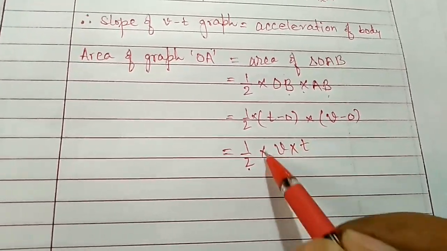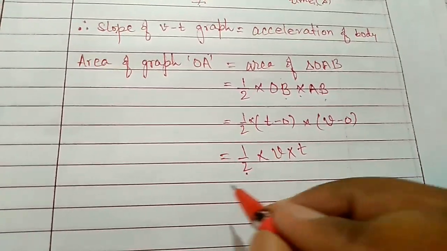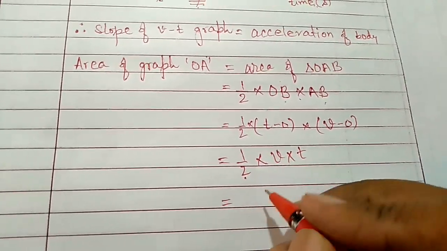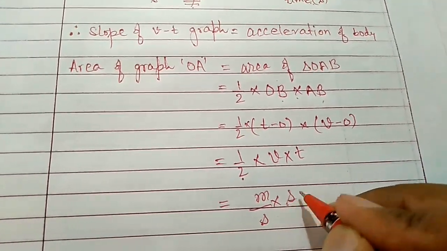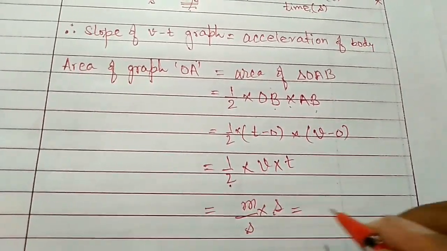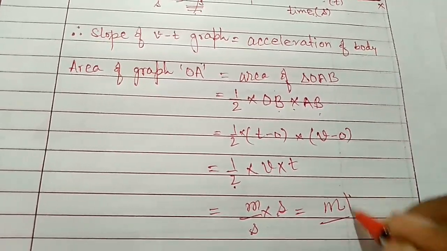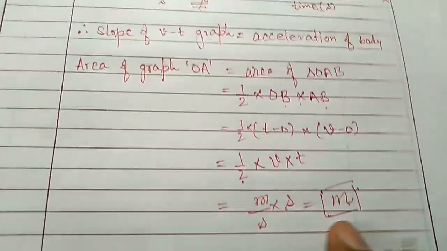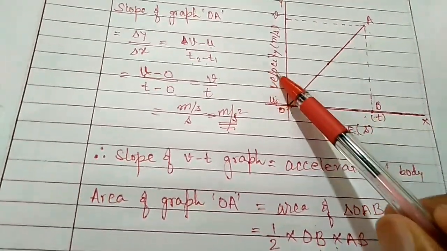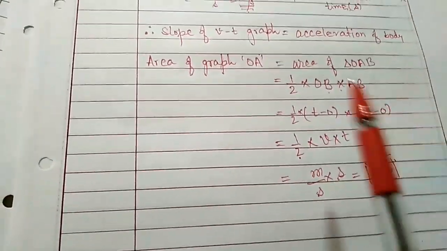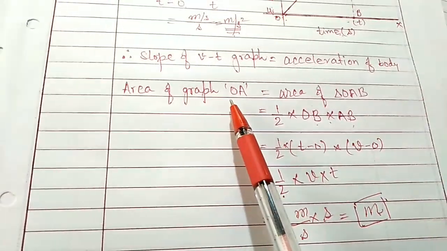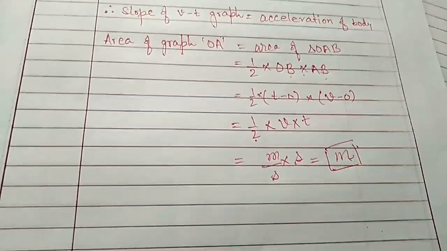We have to find which physical quantity it is. So let's put the units. Half has no unit, velocity has a unit of meter per second, into time has a unit of second. So second will be cancelled. What is remaining now? Meter only. So which physical quantity has meter unit according to this velocity time graph? Since this is a velocity, so this meter will be displacement of the body. So actually, on calculating the area of velocity time graph, you are going to calculate the displacement.